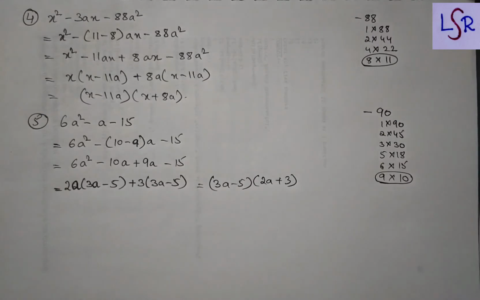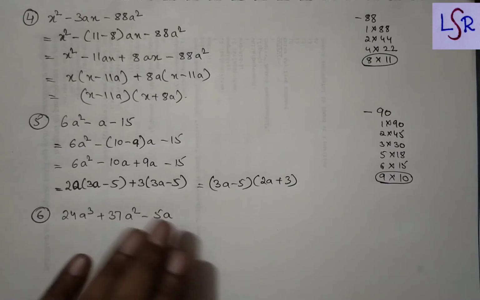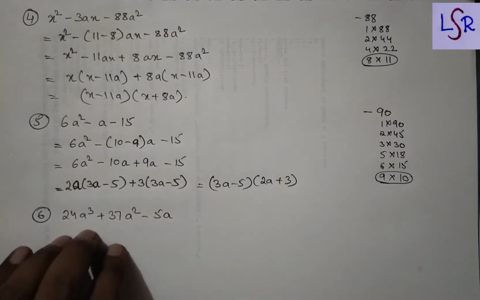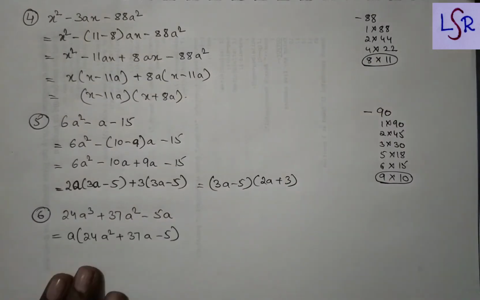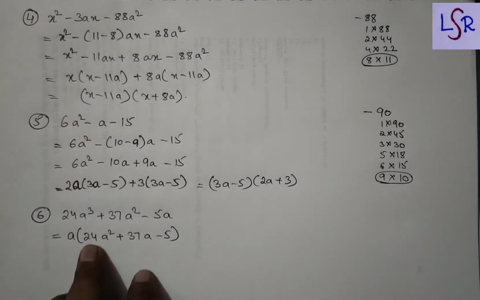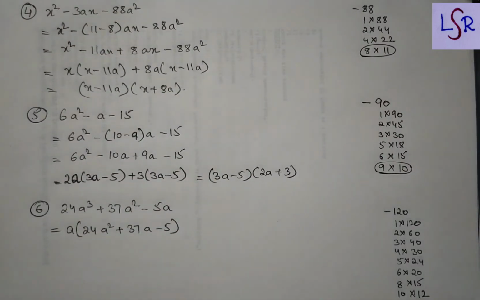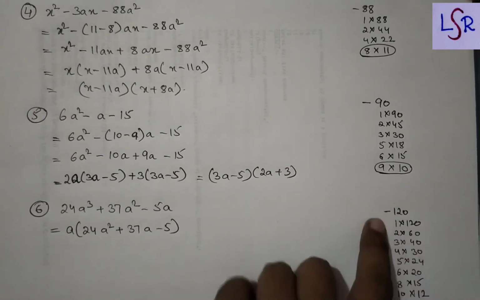as answer. In question number 6, we can see we are having a in all of the 3 terms. So very first of all we have to take a common from all of the 3. Now after taking common, we have to just proceed as we have done over here. Now 24 into 5, that is 120, and we have to take the factors of 120. Here we have got all the factors of 120 from here to here.